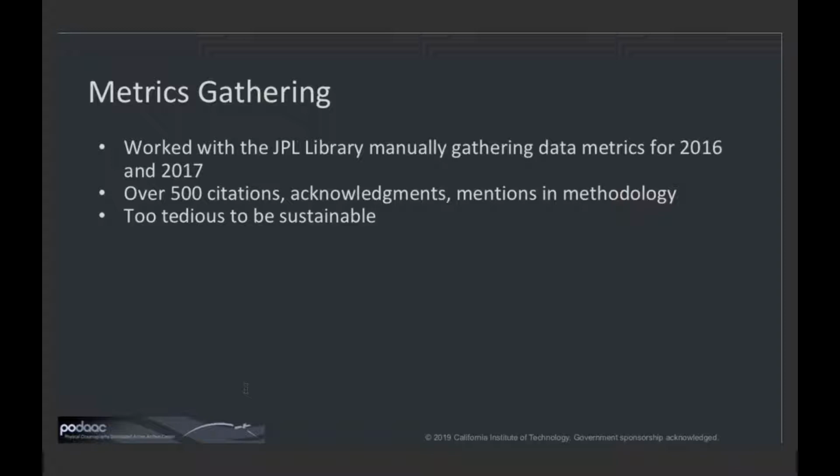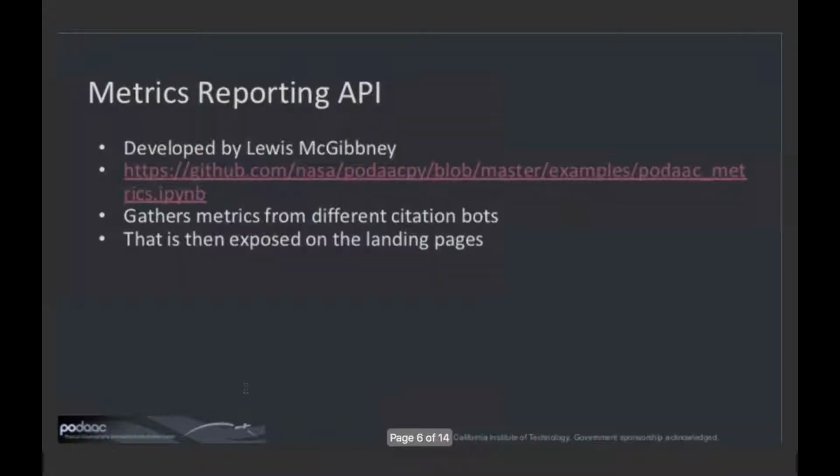And so Louis McGivney, who's in the back there, developed an API to basically scour Scopus, which is part of Elsevier, and grab the metrics from there. And then we expose those metrics on our dataset landing pages. Because he's only scouring Scopus, he didn't get nearly as many hits as what the librarians did, but his method takes 5 minutes, whereas the other way took a couple weeks to do. So there's benefits in being efficient.